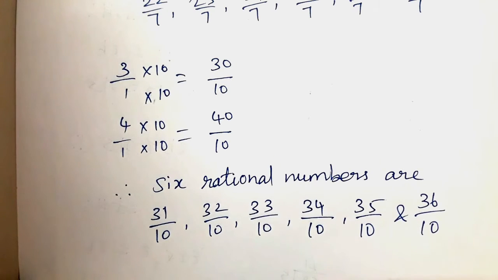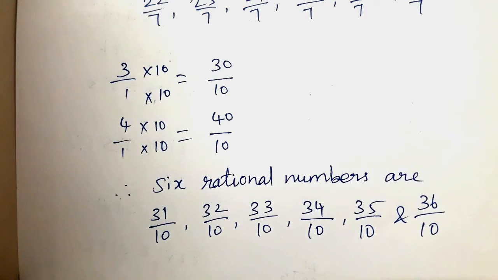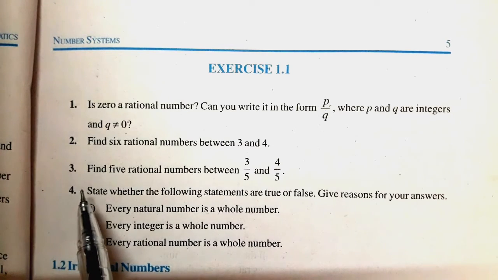In between the given two rational numbers, infinitely many rational numbers are there. So each and every person's answer may vary. That's all for the second question. Now move on to the next question.